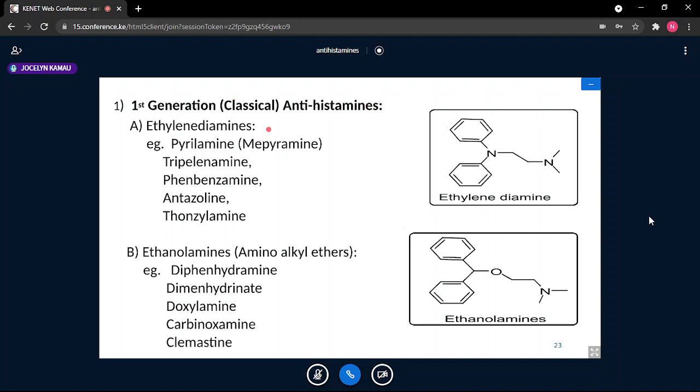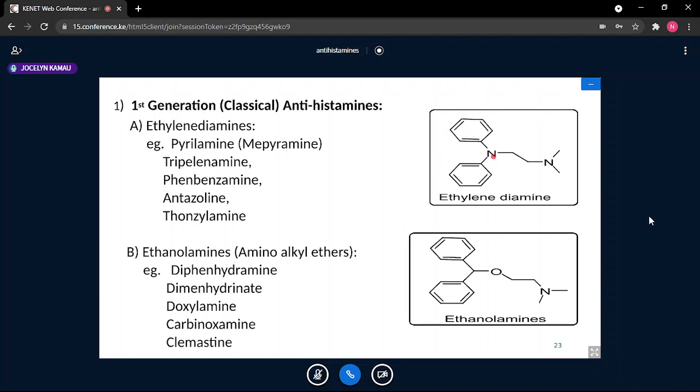It is further divided into several groups. You have group A, which we call the ethylene diamines. If you look at it, it is this ethyl group here. This is what we're calling ethylene, and then diamine, because it has 2 nitrogens. So we have not bothered to mention the diphenyl group.